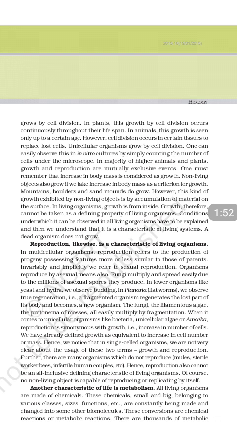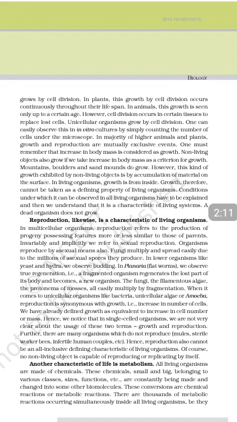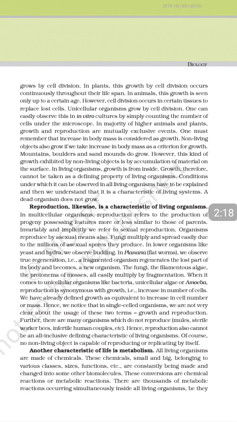Non-living objects also grow. If we take increase in body mass as a certain criteria for growth, mountains, boulders, and sand mounds do grow. However, this kind of growth exhibited by non-living objects is by accumulation of material on the surface. In living organisms, growth is from inside. Growth therefore cannot be taken as a defining property of living organisms.